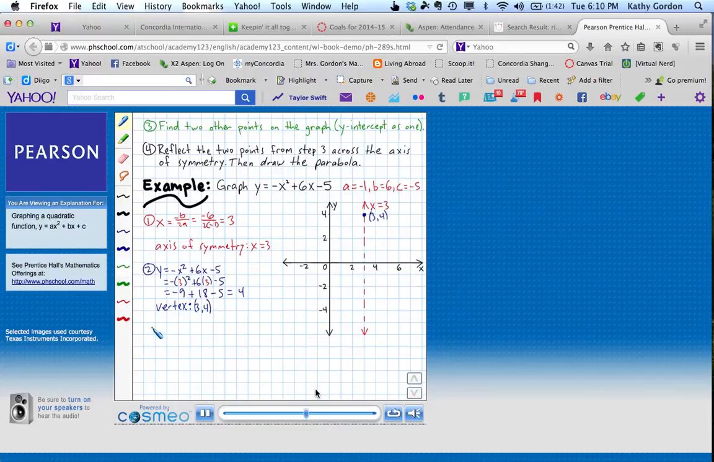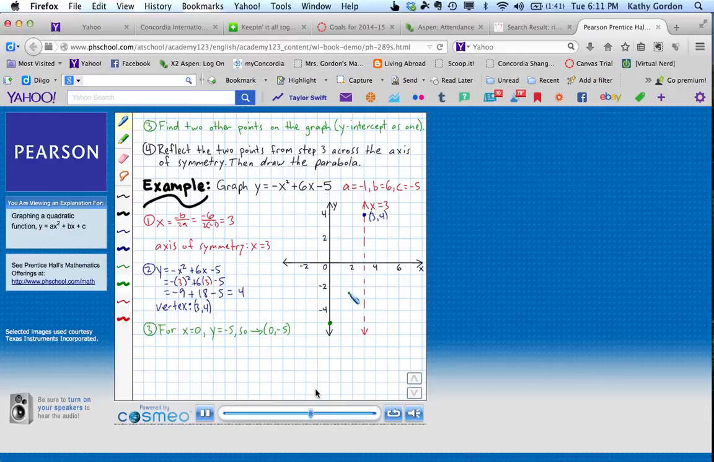Okay, moving on to step 3. Now we want to find 2 other points on the graph, one being the y-intercept. Well, the y-intercept is located at the point when x equals 0. And for x equals 0 in our equation, y equals negative 5. So that gives us the point 0, negative 5 for the y-intercept. That's located here on the y-axis, 0, negative 5.